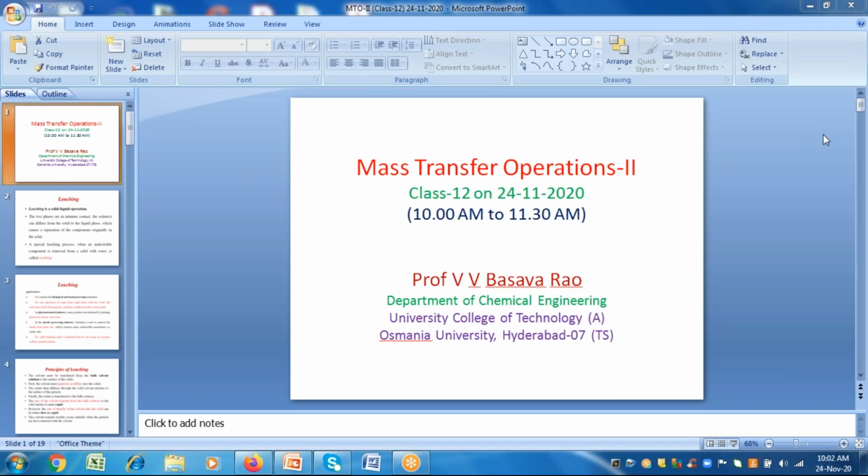Starting from the leaching. We have discussed extensively in mass transfer 1 and mass transfer 2 a number of unit operations, and if you carefully observe all the mass transfer operations, you can identify one common thing in all the cases, whatever diagrams you are drawing. These diagrams are having one phase, the feed phase, and another, the separating agent phase.